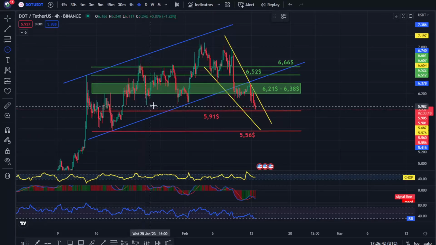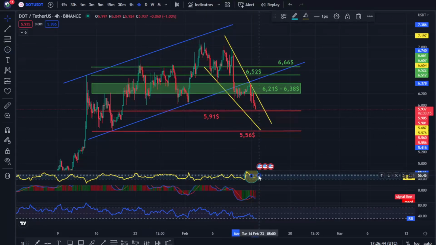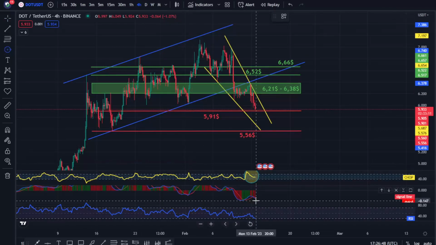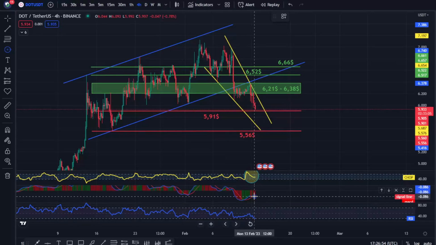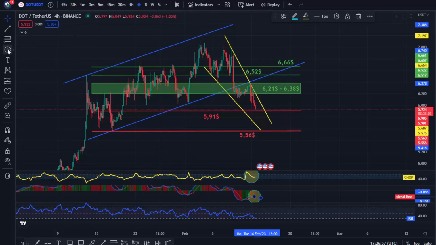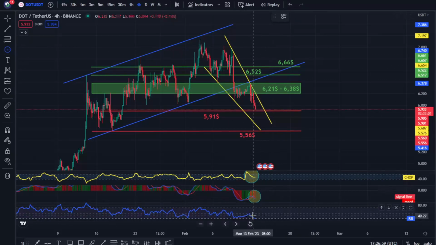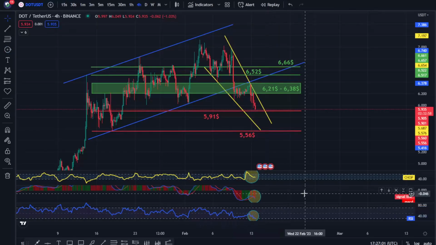Please look at the CHOP index, which indicates that the energy collected is being used to correct the price. The MACD indicates that we have entered a downtrend, while the RSI has touched the lower end of the range.